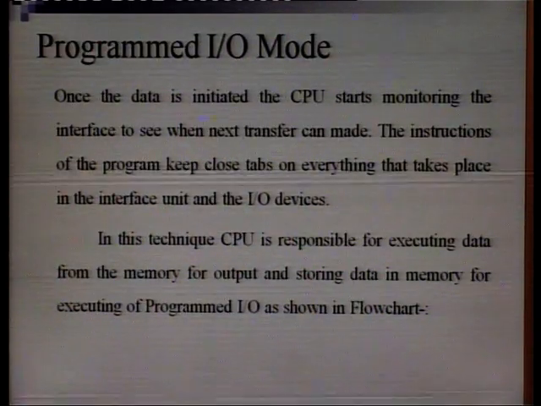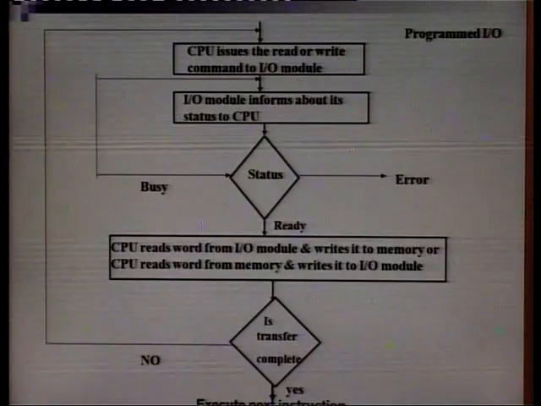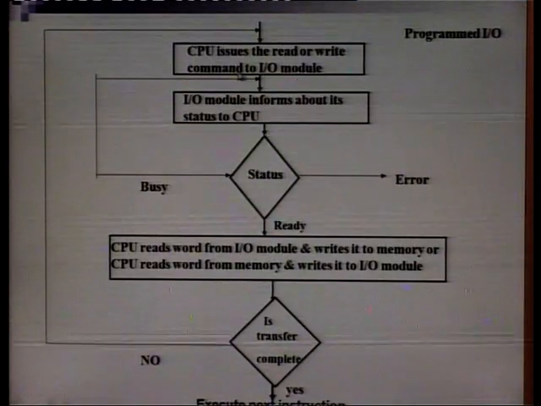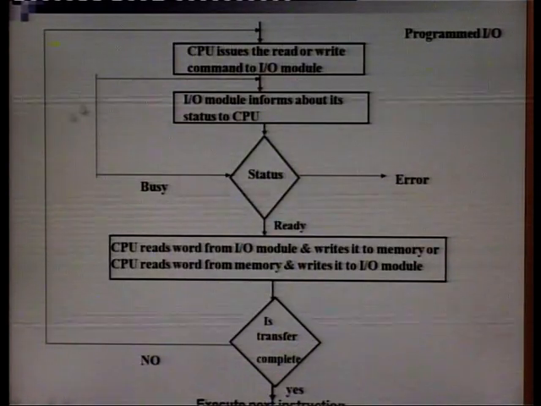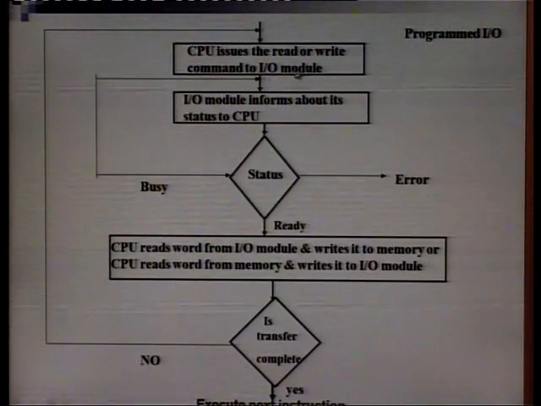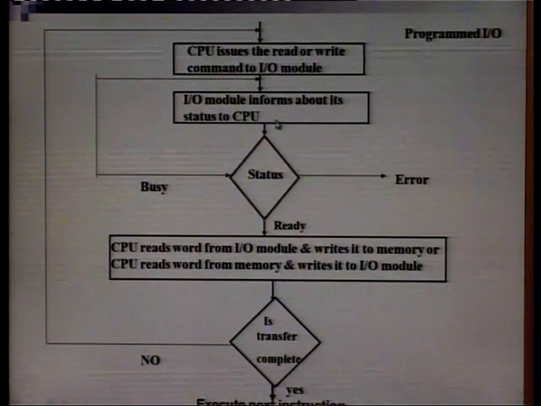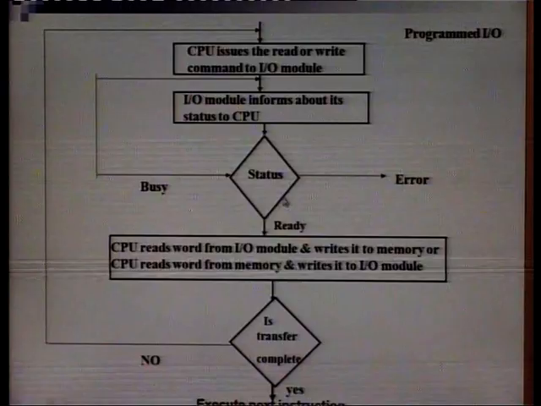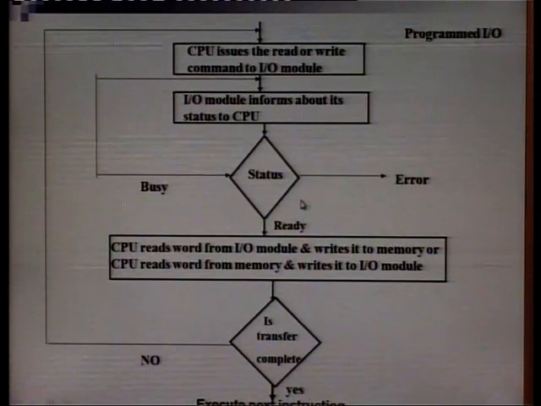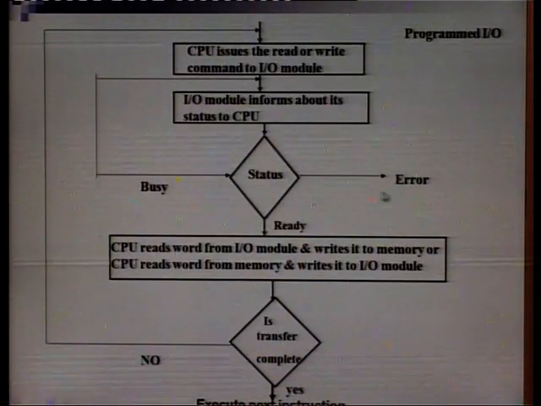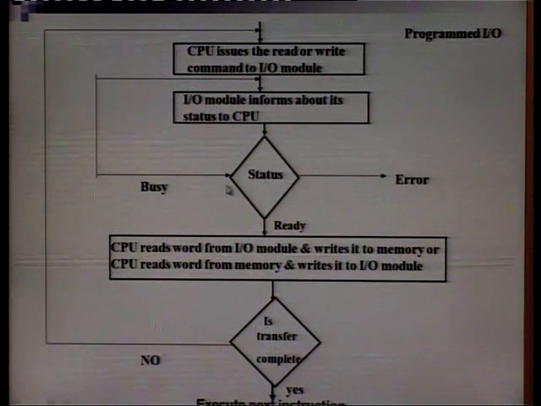This can be explained by the flow chart. In this flow chart, the CPU executes the read or write command to the input output module. Then the input output module informs about its status. Now we check the status. Three cases can arise: some error has occurred, it can be busy, or it can be ready. If it is busy, it will go back to the previous state.